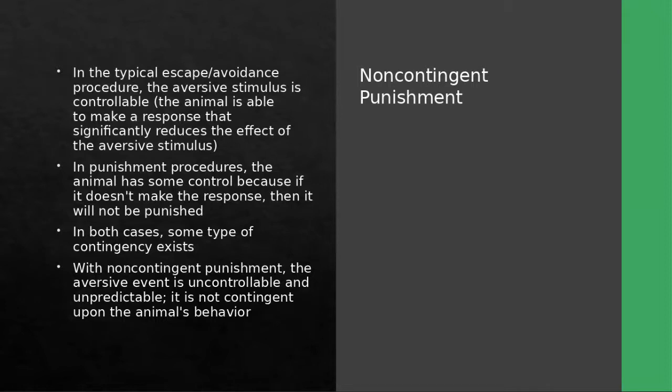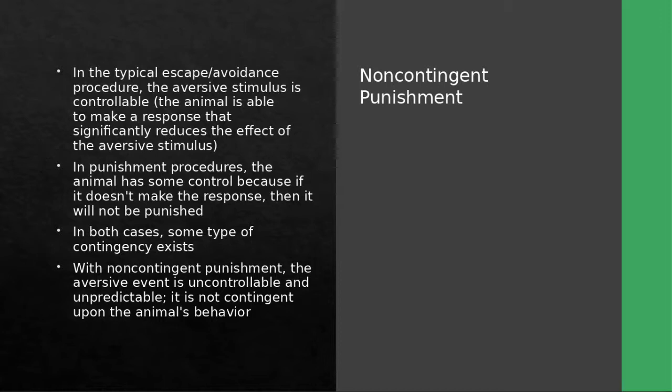Also, with punishment procedures, the animal or the person has some control, because if it doesn't make the response, if you don't perform a particular behavior, you are not exposed to the aversive punishment. So again, you have control over what happens. So in both these cases, reinforcement and punishment, there is some contingency. What happens to you is contingent on the behavior you perform or do not perform.